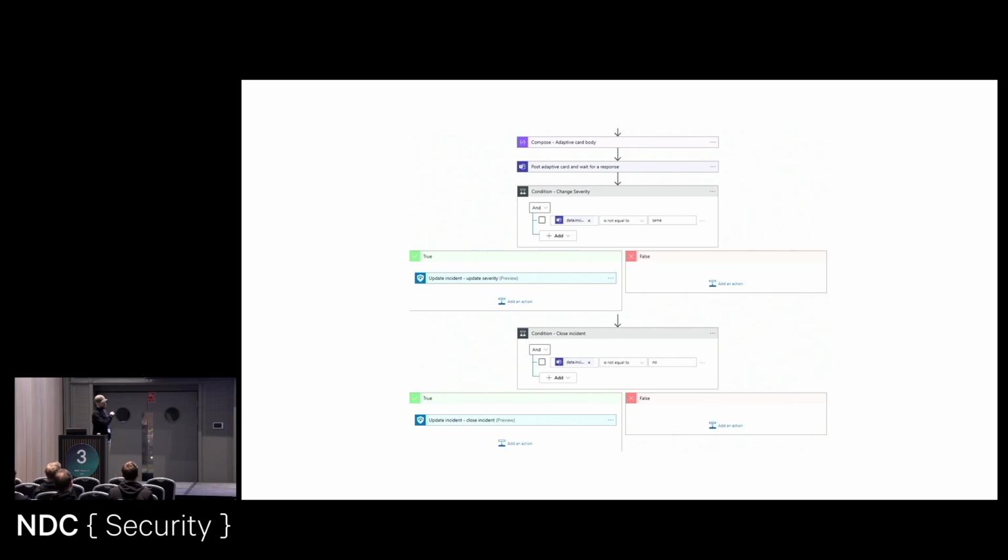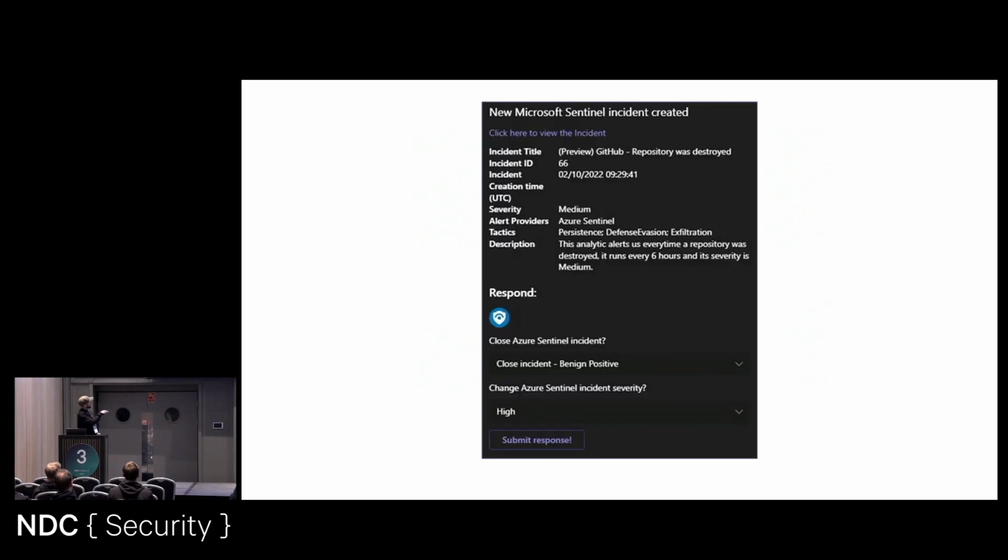This is something else entirely, but as an example, you can have adaptive cards in your flows, and you can take the input in the adaptive cards and do stuff with that. So this is update severity or close incident, and it looks like this. Usually you don't want to do it based on only this information, but you can imagine doing this for just isolating one computer, right?